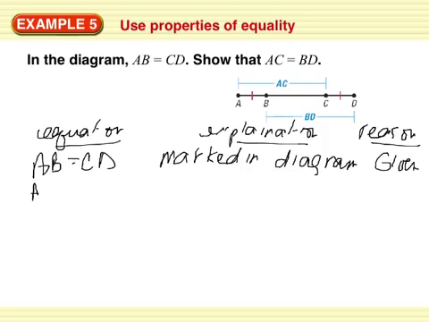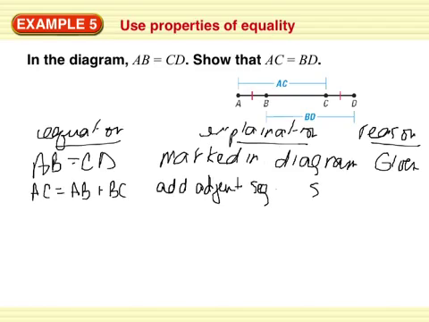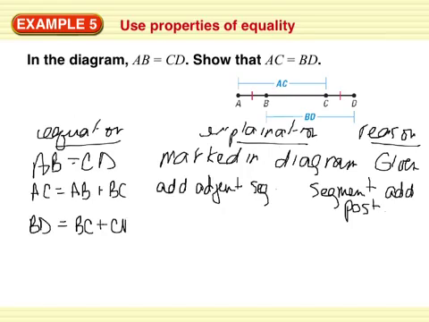We learned in chapter 1 that segment length AC is equal to AB plus BC. We're adding adjacent segments, and it's the segment addition postulate. We also know that segment length BD is equal to BC plus CD. Same explanation, same reason.